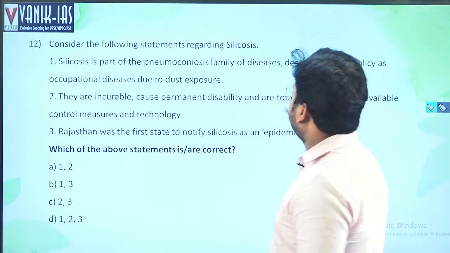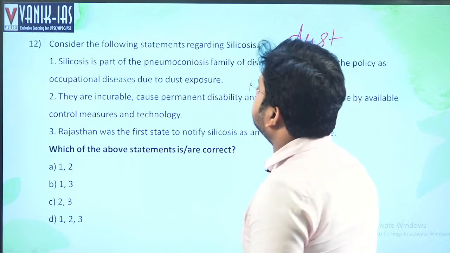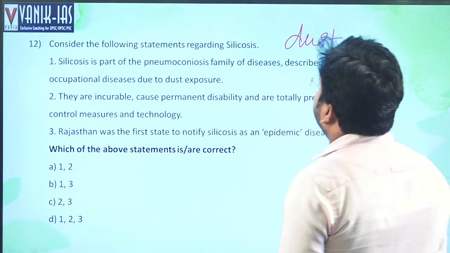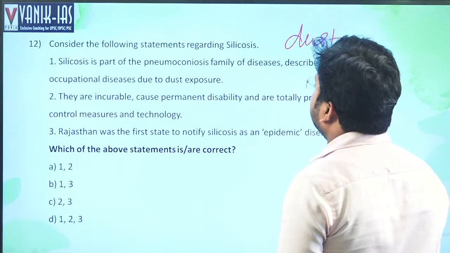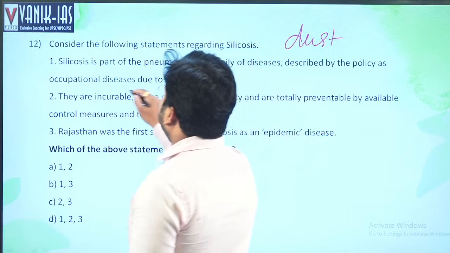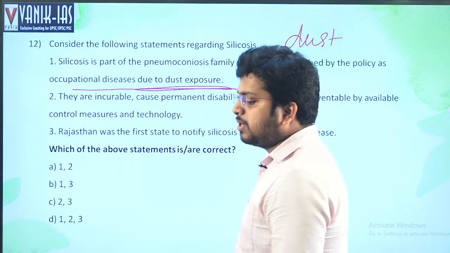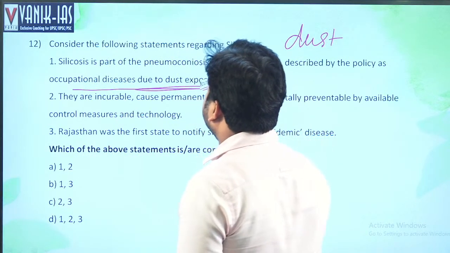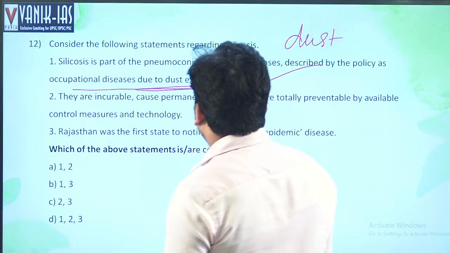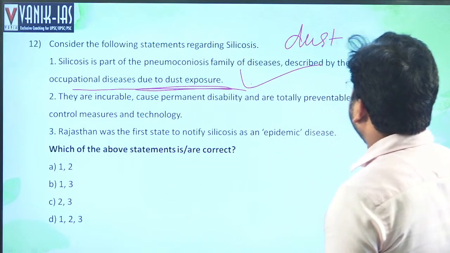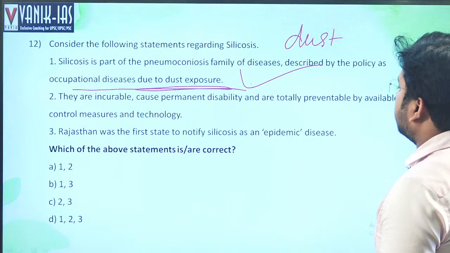Silicosis is usually caused by silica dust. Silicosis is part of the pneumoconiosis family of diseases described by policy as occupational diseases. Yes, due to dust exposure, like in a cement factory or asbestos factory, there are chances of occupational diseases like silicosis. They are incurable, causing permanent disability, and are totally preventable by available control measures and technology.